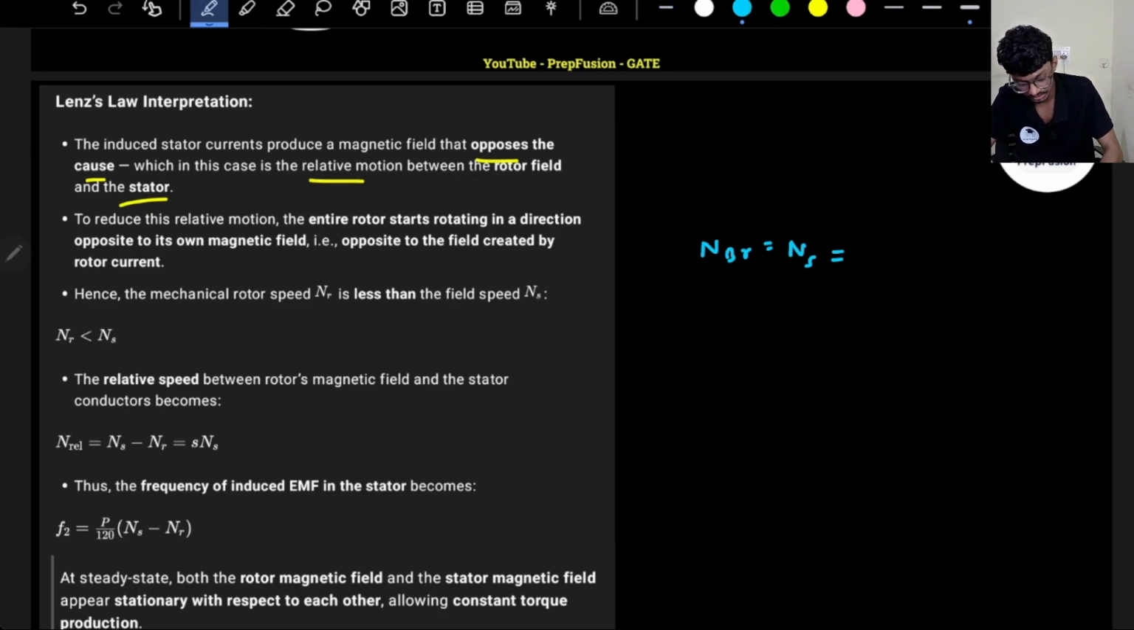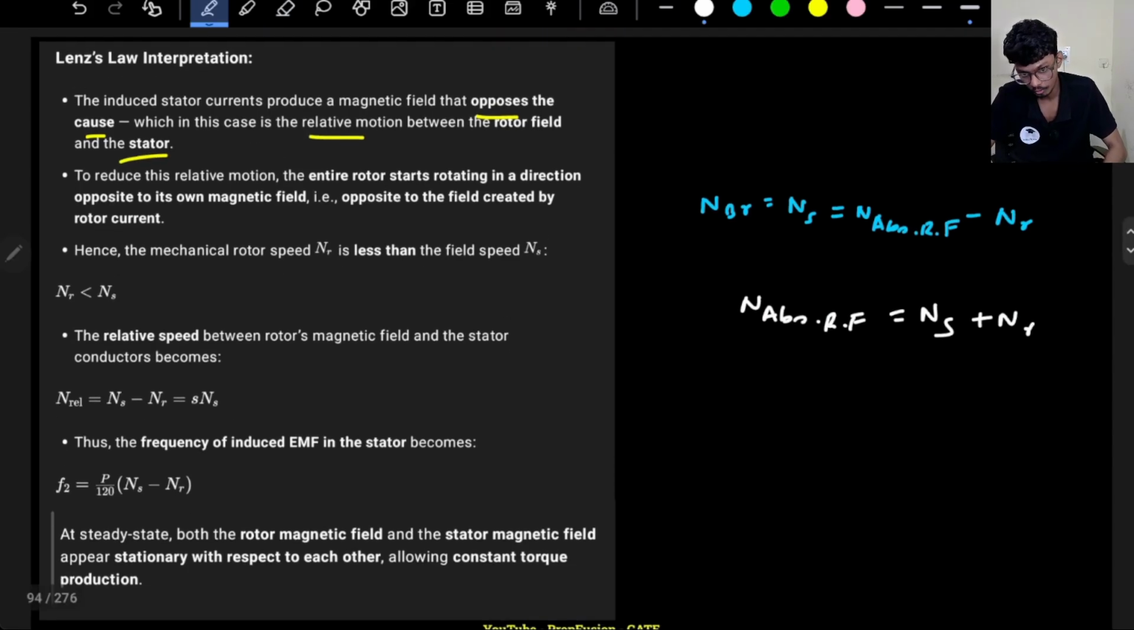So this is equal to what? This is the absolute speed of the rotor magnetic field, with respect to a stationary observer, minus the speed of the rotor. So if I want to find out n absolute of the rotor magnetic field, what is it equal to? It is equal to ns plus nr. And what do we have to do?